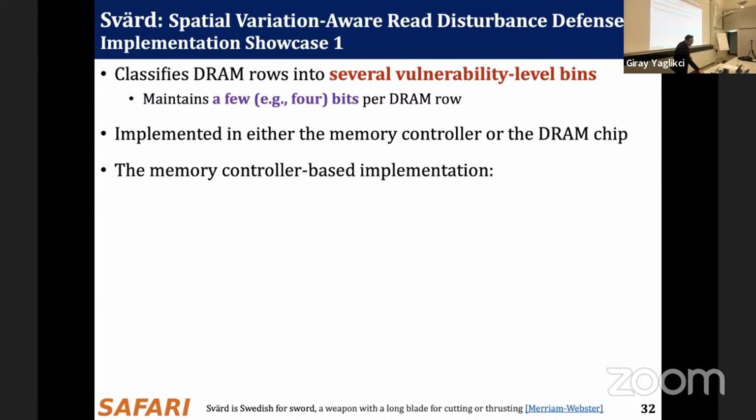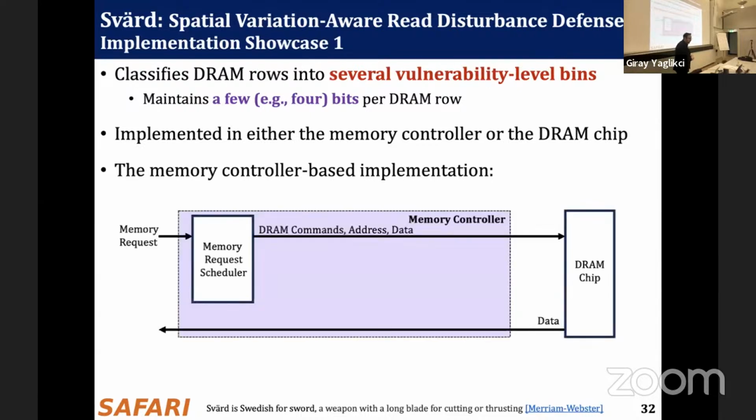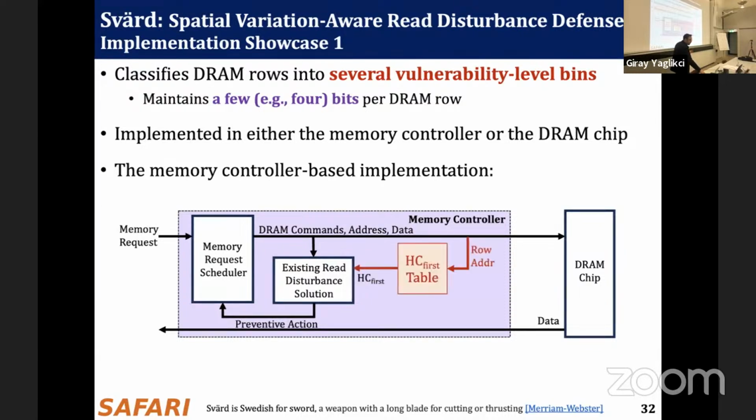For the memory controller based implementation, if your solution is implemented inside the memory controller, then it looks like this, right? You have the memory request scheduler, you have the DRAM chip, you send DRAM commands and address and data, and this purple box is your memory controller. You might implement your existing read disturbance solution, let's say PARA, in the memory controller. In that case, you need to access this information within the memory controller to make a decision. So you can add an additional HC first table here, feed the row address to this table, and then this table gives you which HC first value to use.